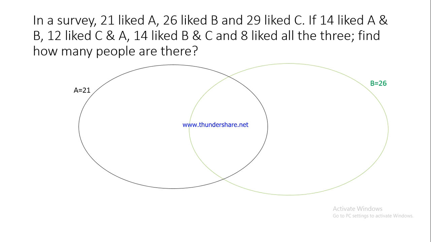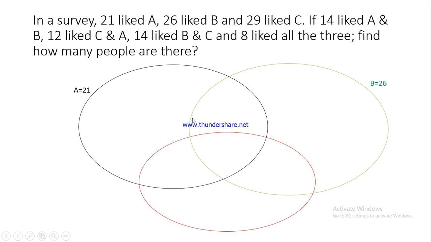So the area enclosed by this green circle should have 26 elements, which is the value of B, right? And then we have got C in the red color, and this shows people who like C. Now please have a look at this particular portion. You please keep a tab on where the pointer is hovering. So this portion of A is also liked by B.